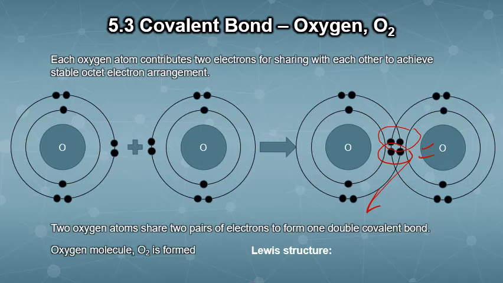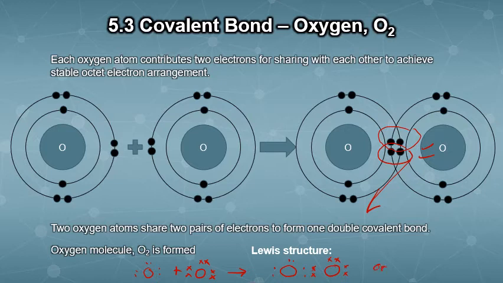All right, so let me draw the Lewis structure for you. Okay, let me draw here. The first one, oxygen with 6 electrons, plus oxygen, same 6 electrons, valence electrons. And then it produces an oxygen molecule. They share two pairs, right? So they contribute 2 electrons. Both contribute 2 electrons. All right, so this is the Lewis structure.